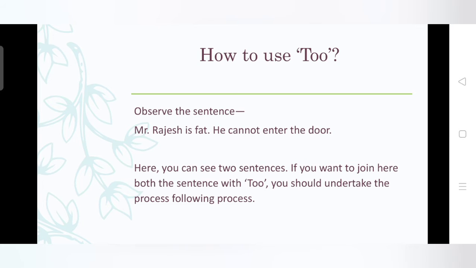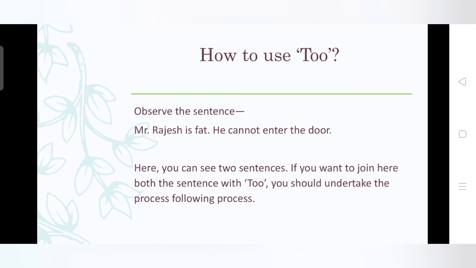So observe the sentence. The sentence here is, Mr. Rajesh is fat. This is the first sentence. Mr. Rajesh is the subject. Is is the supporting verb or helping verb. Fat is an object, but fat is also an adjective. Now look at the second sentence. He cannot enter the door. This is the second sentence.